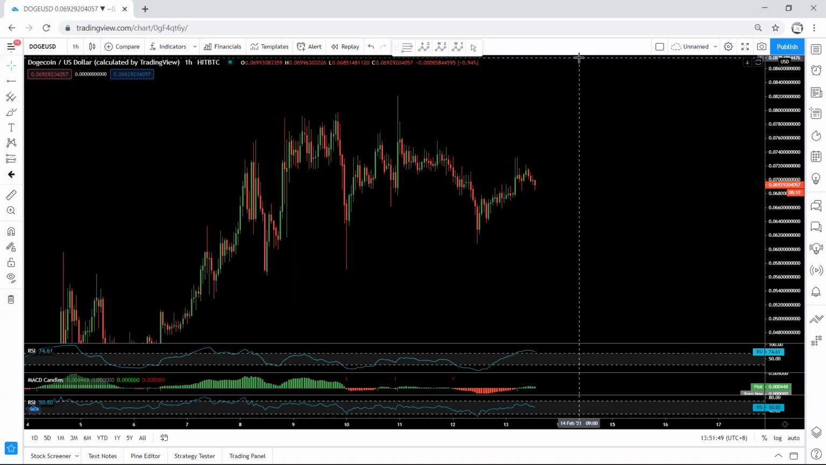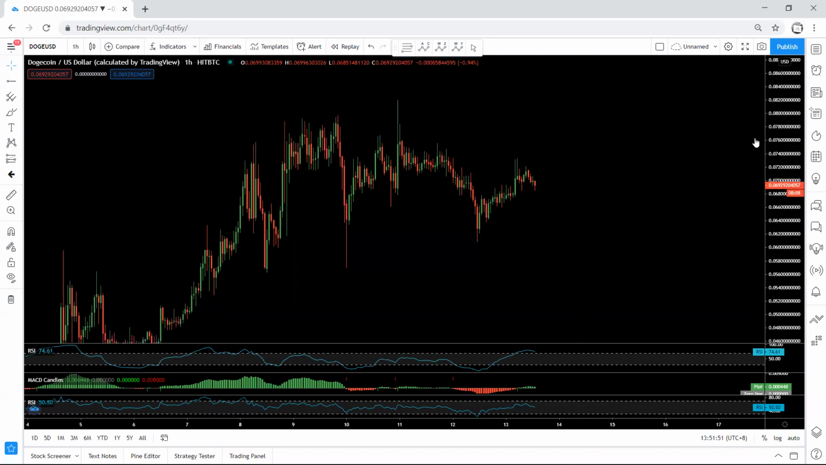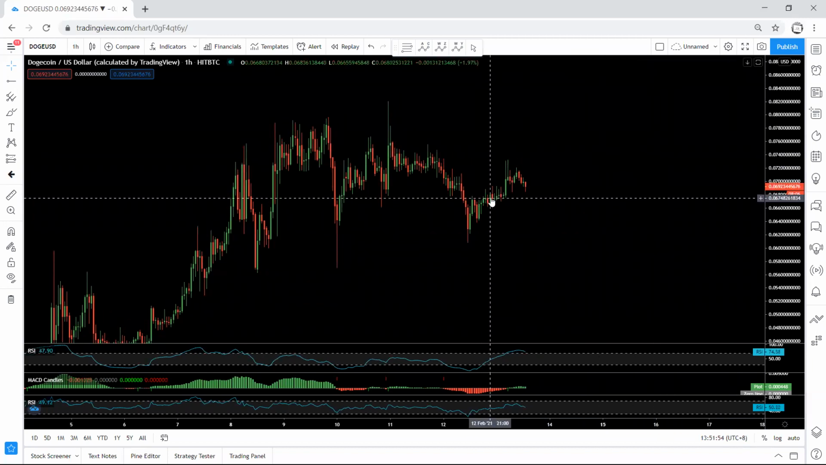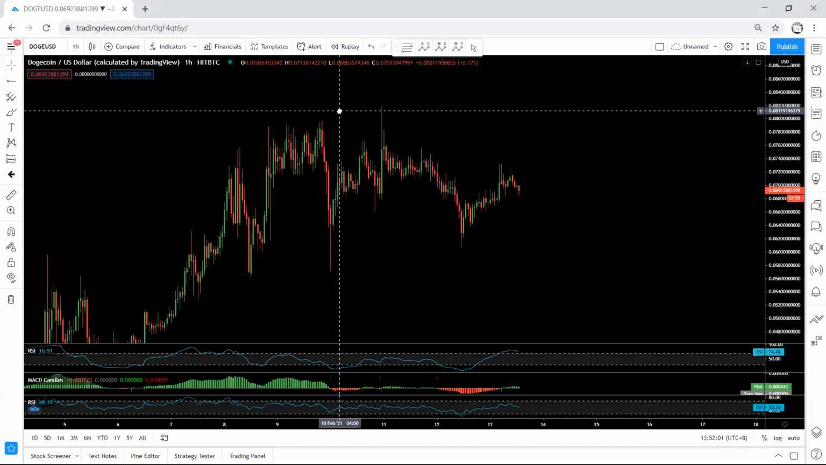Now we start with the 1 hour chart. If you refer to our analysis, we mentioned that when we have this move, there is the possibility of the next drop. Now, what's next? How are we going to trade it?